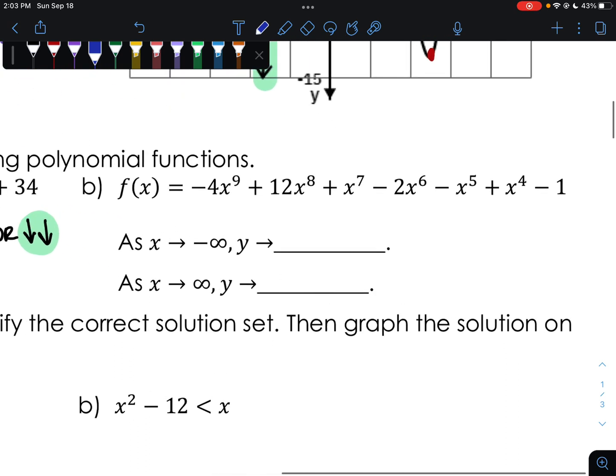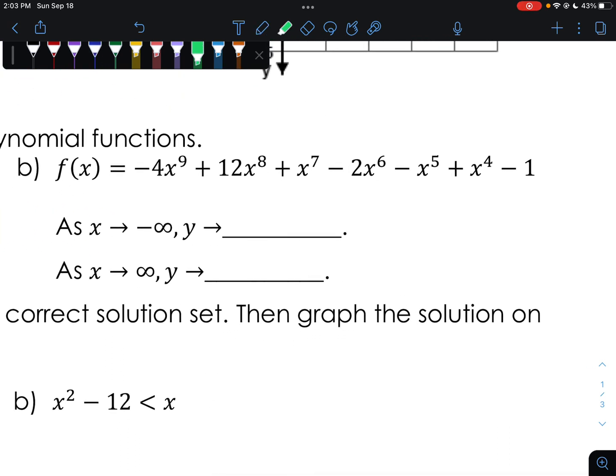Moving on to part B. First thing we got to do is identify our degree. So we look for the highest exponent. That is 9. So my degree is 9.